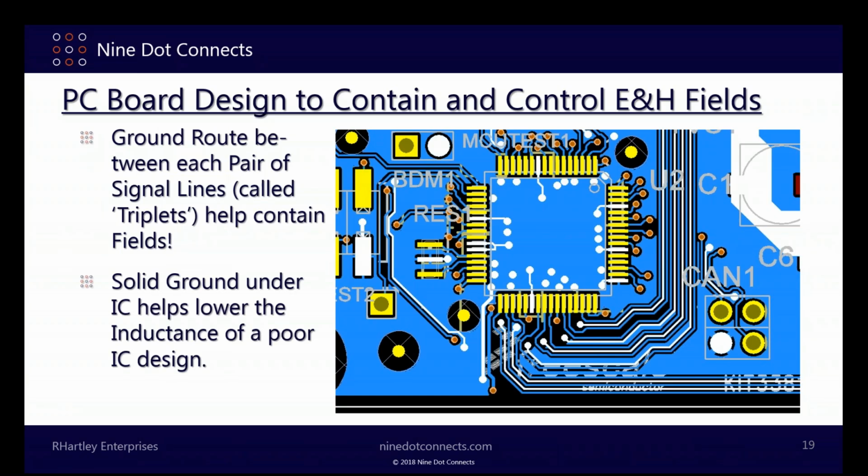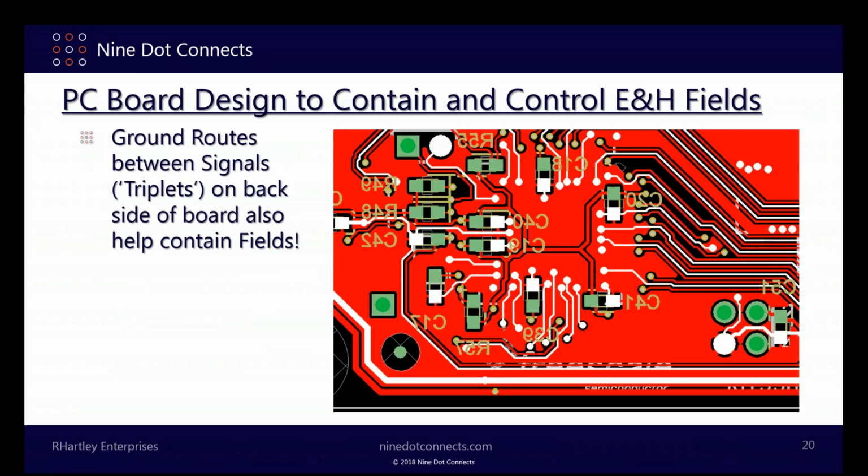Notice the solid ground under the IC. Why did they do that? Because this IC doesn't have enough ground pins to truly be designed as it should be designed. We're going to talk about that in just a moment. So Dan had them put a ground plane underneath it and attached all the grounds to that to help lower the pin inductance of the IC, to help contain fields from the IC to keep it from becoming part of the problem. So they use that for that purpose.